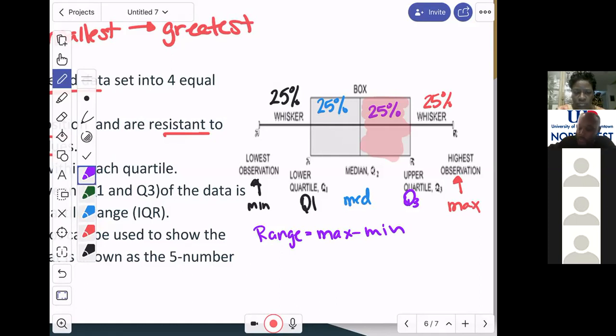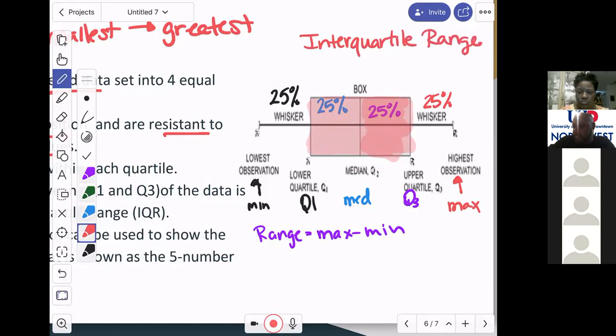In particular, the one thing we're really interested in is the box made from Q1 to Q3. This box is what we call our interquartile range, or the IQR. It gives us the middle 50% of the data. It tells us how spread out the middle 50% is.